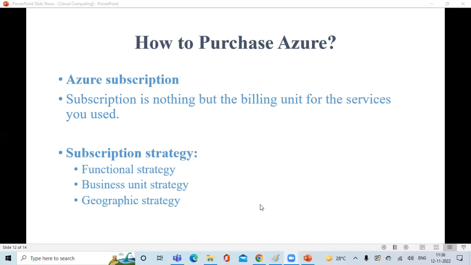Now, what does functional mean and what does business unit mean? Let's say I have an IT department. Let's say I have an HR department in my organization. So these are different business units. We have a consultant department as well. So these are the different units.